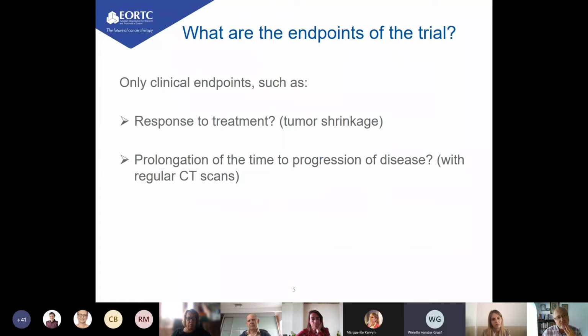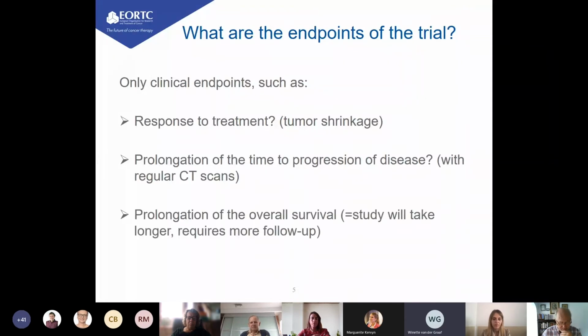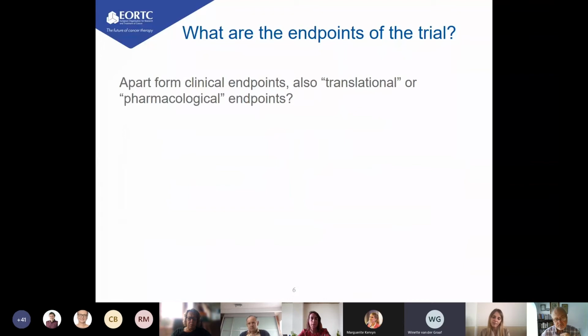Endpoints are also important. You know, of course, about response to treatment, so tumor shrinkage, but also prolongation of the time to progression, which we call progression-free survival, and that requires regular CT scans. To be honest, within the context of a clinical trial, we make more CT scans than in regular care. So is that possible in the hospital? And of course, we often look at overall survival. That means that the endpoint is later in time and that it requires more follow-up.